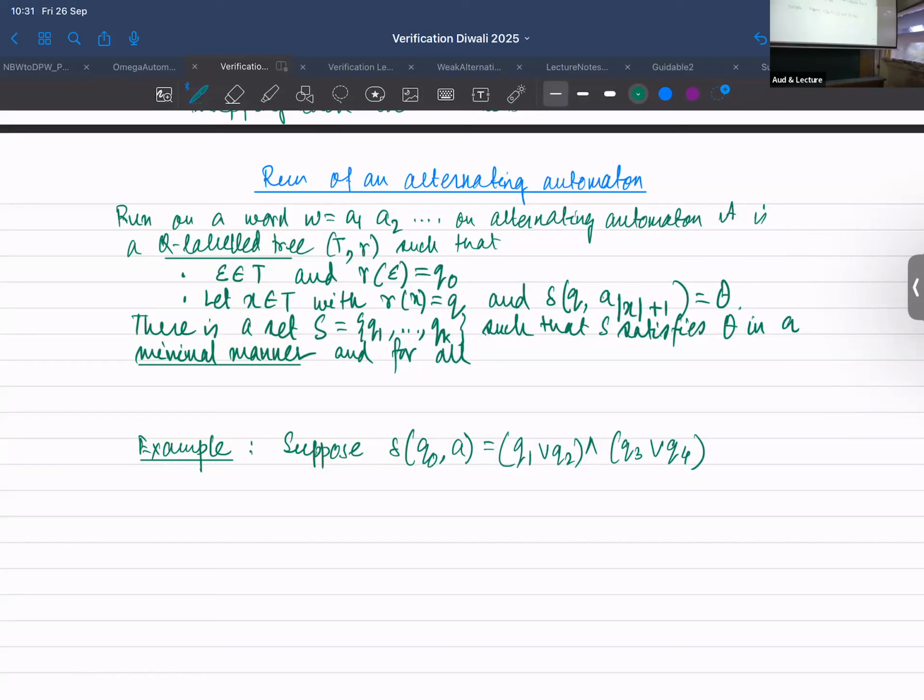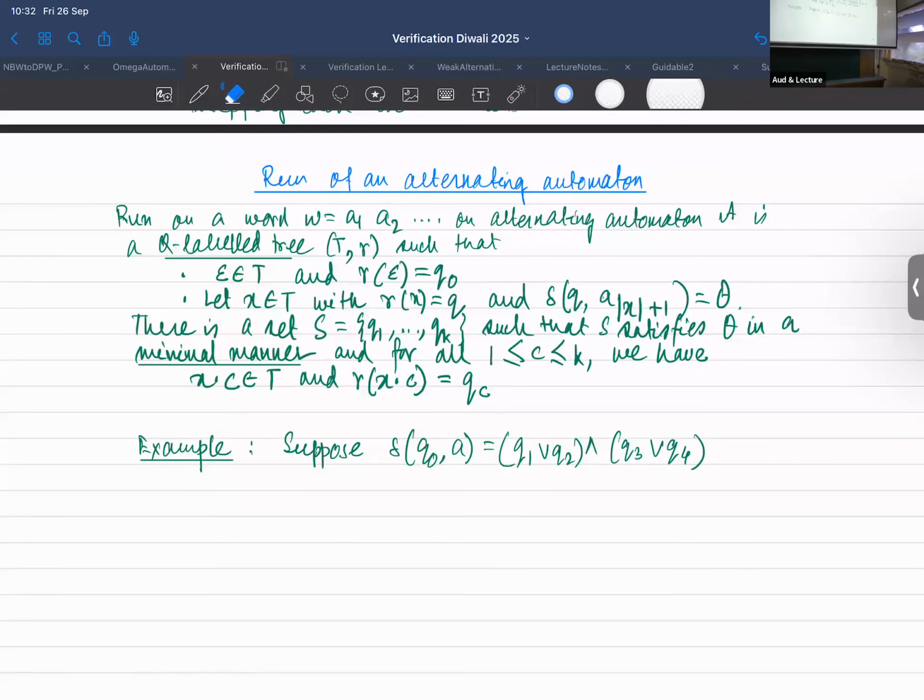So you will have, for example, now in the tree from Q, you will have successor nodes which will be of the form QC. It's like for all C of this form, we have X dot C also belongs to T, and R of X dot C equal to QC only, because C is from 1 to K. I was writing that time the direction is from 0 to something, but yeah. Okay, is it clear?